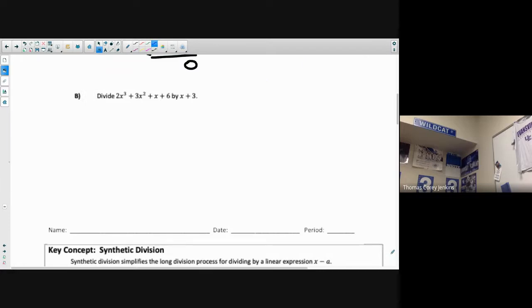All right, let me just show one more, because people struggle with this, and I'll tell you why. Not that it's overly difficult, but once you learn the next thing called synthetic division, you'll really not want to do long division, but you do need to know it. So I'm going to show the other one. All right, so this time we're dividing x plus 3 into 2x cubed plus 3x squared plus x plus 6. So a little bit longer problem here.